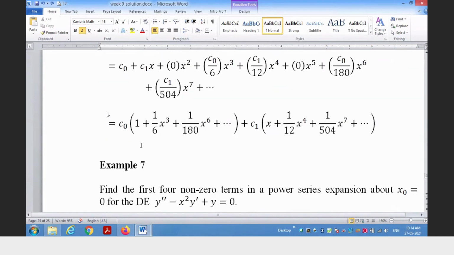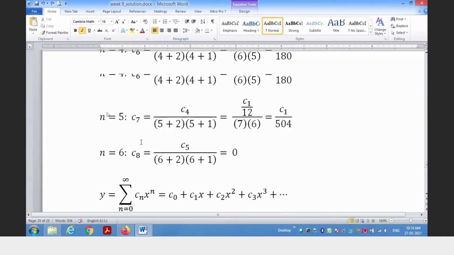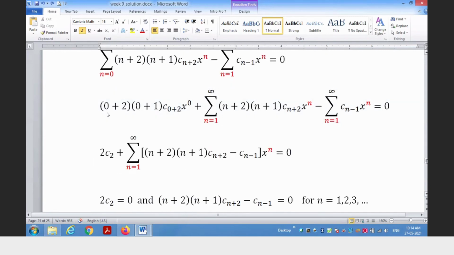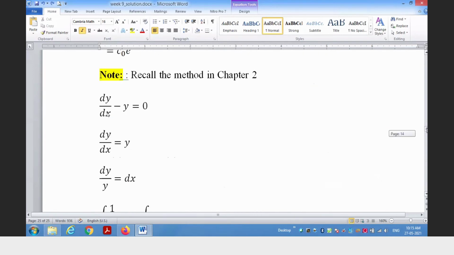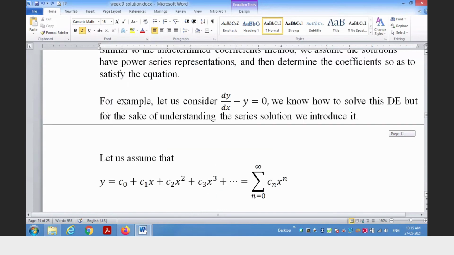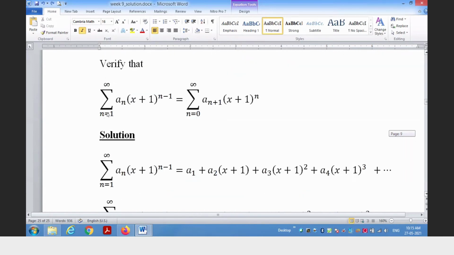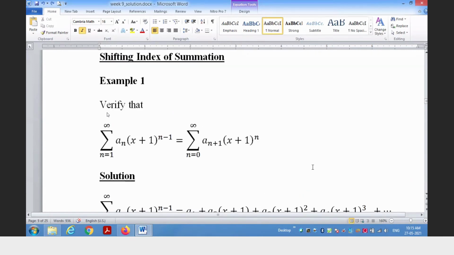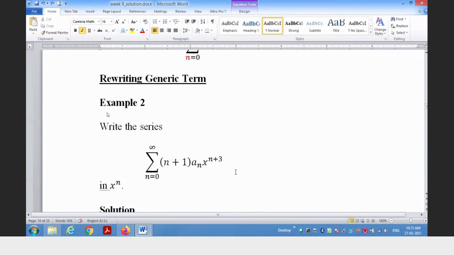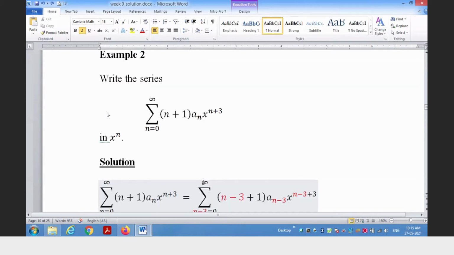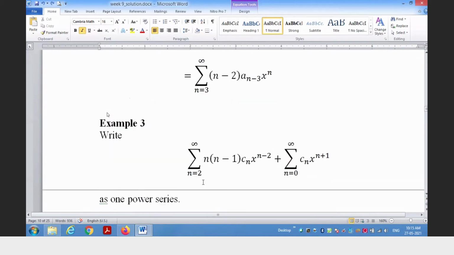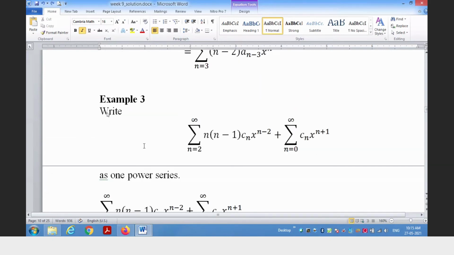Okay, now I have to go. Let me see. Okay, shifting. Now rewrite generic terms. We already did it like that. Okay, example 3.